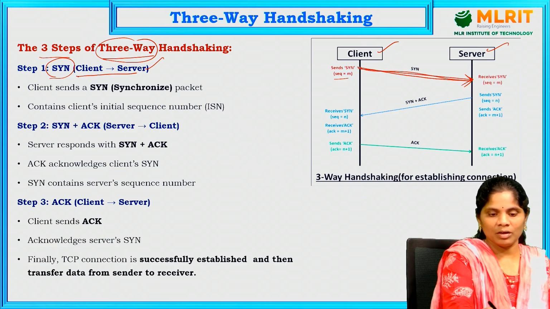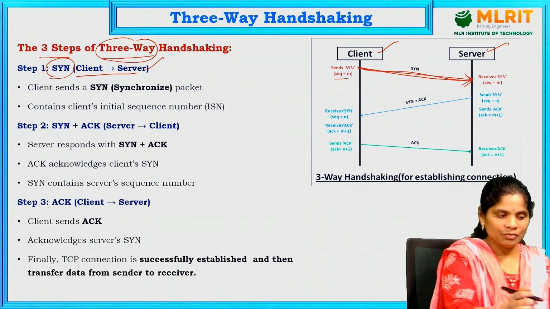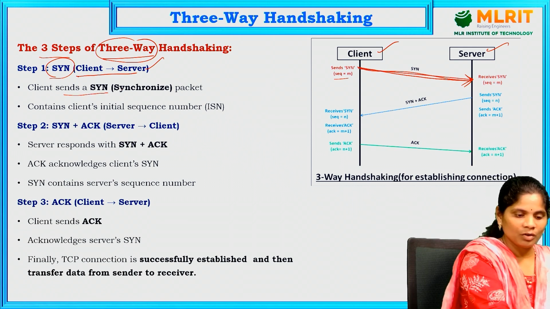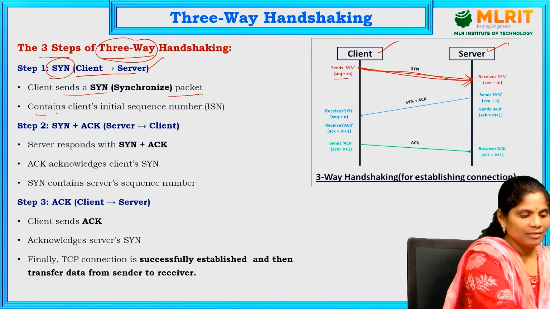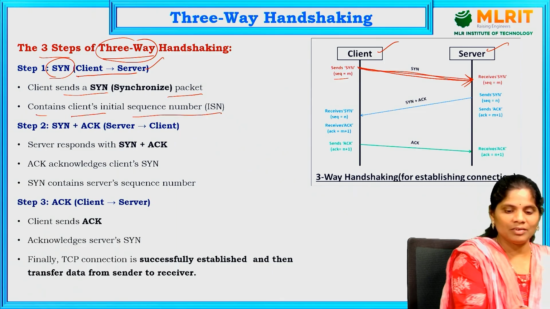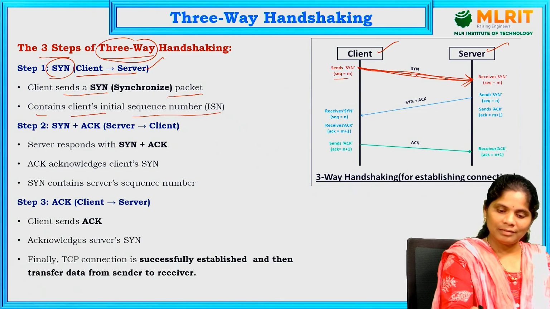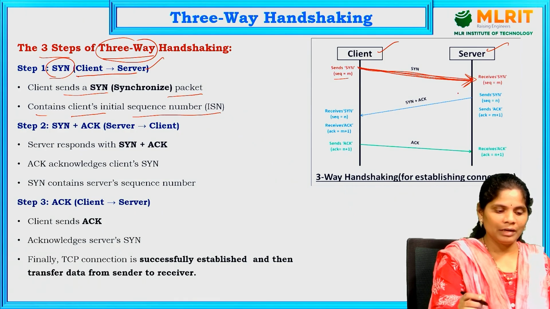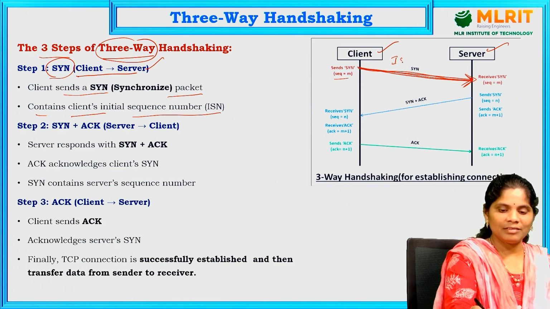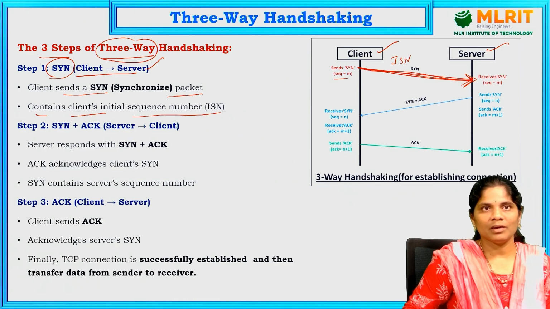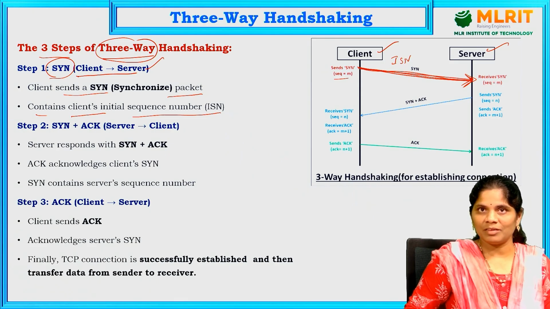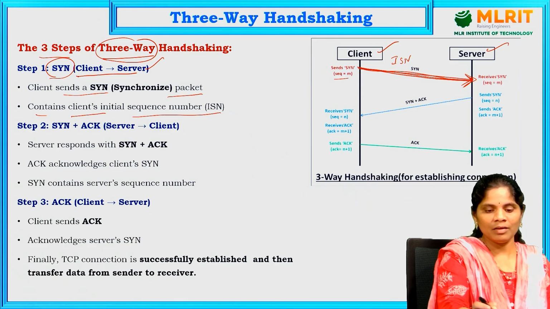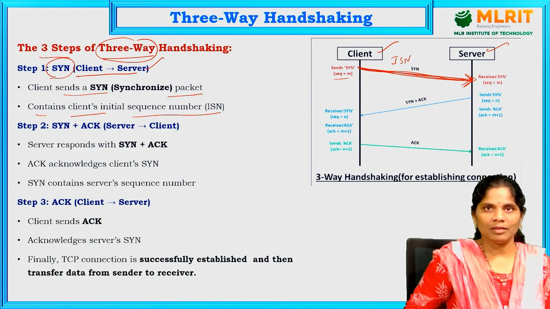That is the synchronization. And the next one, here the client sends a synchronization packet to the receiver, means the server, and it contains the client's initial sequence number. Whenever this is sent from the client to the server, it has the client's initial sequence number. That is the first step of three-way handshaking. Client is sending the synchronization message to the server. That is the first one.